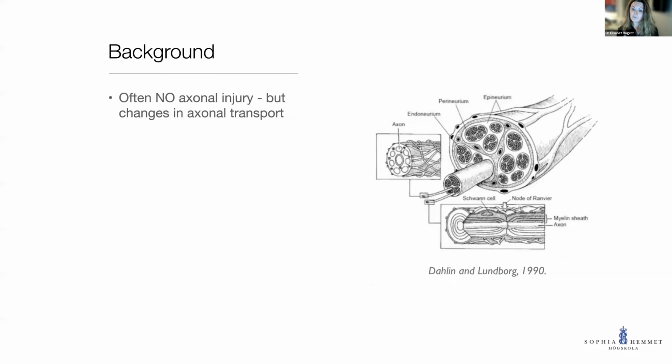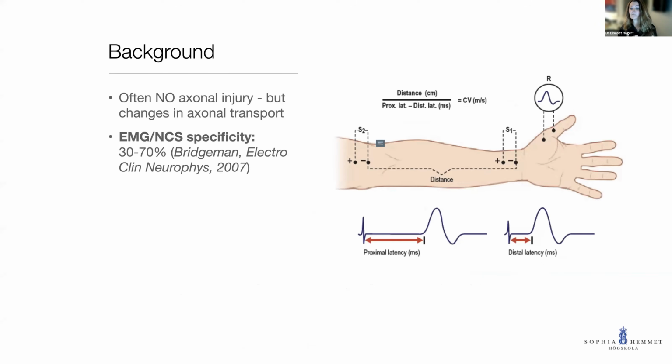So in a majority of nerve compressions, you will actually not have an axonal injury to the nerve, but rather changes in the axonal transport. This means that when it comes to EMG or nerve conduction studies, they will have rather low specificity. If you look at nerve conduction studies of nerves proximal to the carpal tunnel, the specificity is between 30 to 70% for the median, ulnar, and radial nerves.